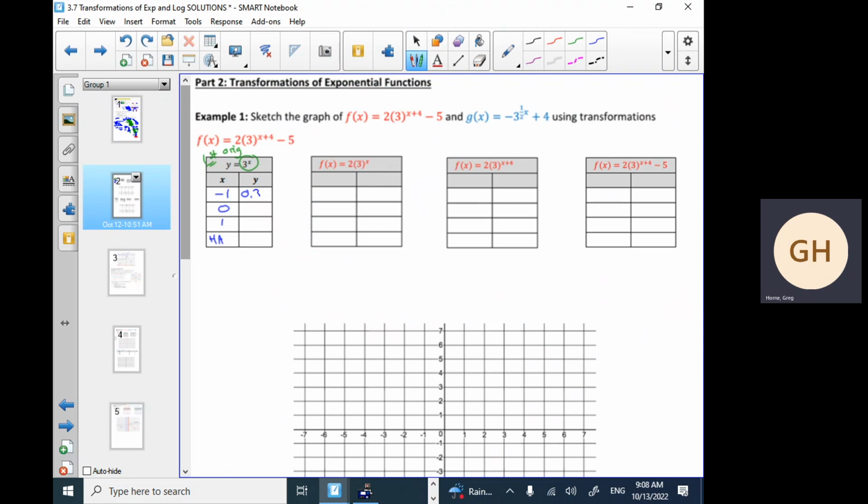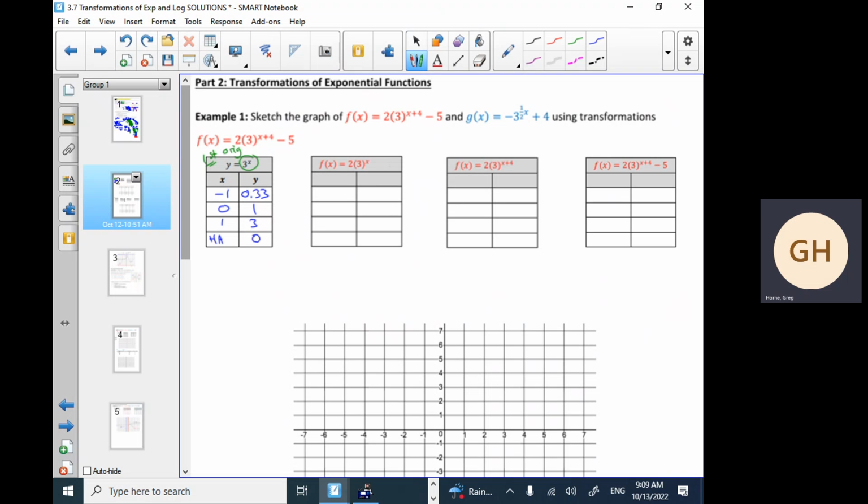So let's just do 0.33 there, and then 3 to the power 0 will just be 1, and 3 to the power 1 will just be 3. And you're probably familiar that if you typed in 3 to the power -10, you get 0.000, you get closer and closer to 0. So you have a horizontal asymptote.